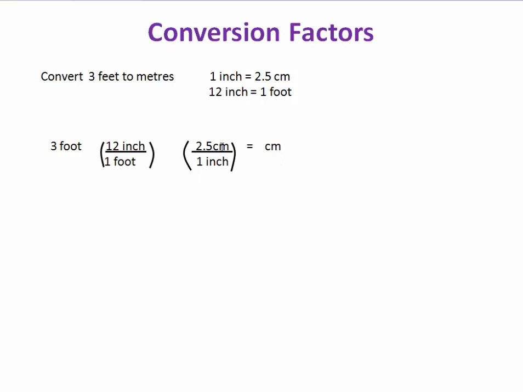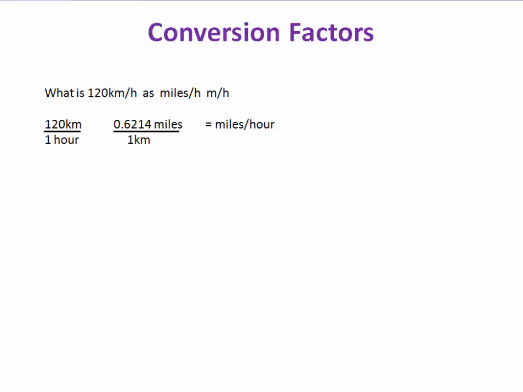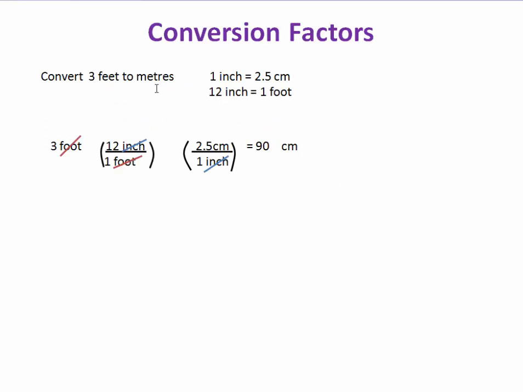So use these 2 conversion factors. Remember which way round to put them so that these units cancel to give us our final in centimeters. We cancel this foot by this foot. Here left with inches, cancel this inch with this inch, left with centimeters. The answer is 90 centimeters or 0.9 meters. Always remember to give your answer in the units they want, so it's going to be 0.9 meters.